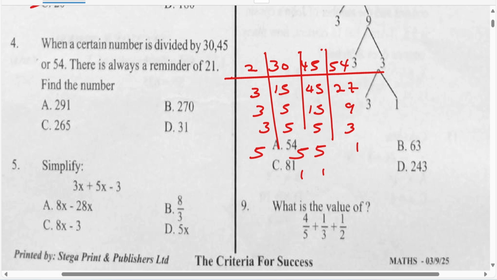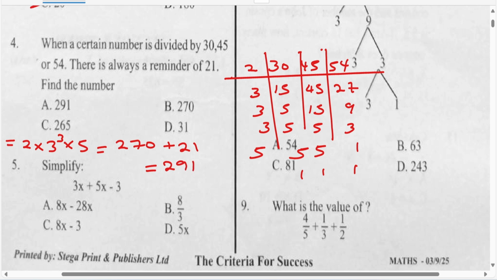So nadhani hapa tumeeleweka. So your LCM will be 2 times 3 cubed because there's 3 3's times 5. So 3 times 3 is 9, 9 times 3 is 27, 27 times 2 is 54, and 54 times 5 gives you 270. So basically, your LCM is 270, but remember, there's a remainder of 21. So you add 21 into it, and it gives you 291.